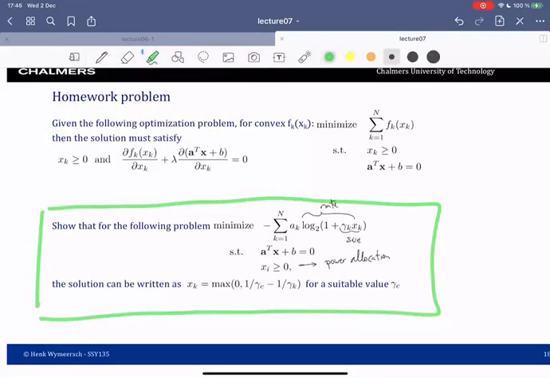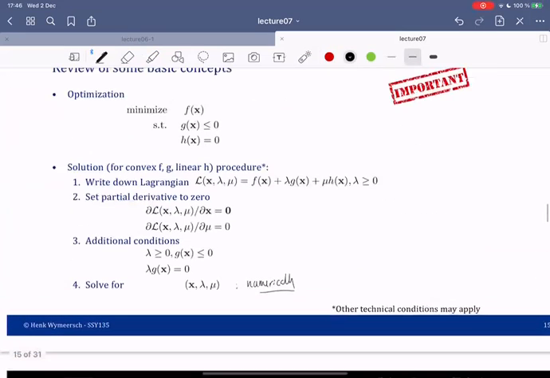And now the nice thing is that the solution to this problem has a closed form expression. So the optimal x is given by this, so it's a maximum of 0, 1 over some value gamma c minus 1 over gamma k, where these are the gamma k's. And this value gamma c should be suitable to make sure that the constraint A transpose x is equal to minus b is met. So it is a good but challenging exercise to solve this optimization problem using what you learned here and see where you end up. So again, please pause the video, try it, and then you can come back.